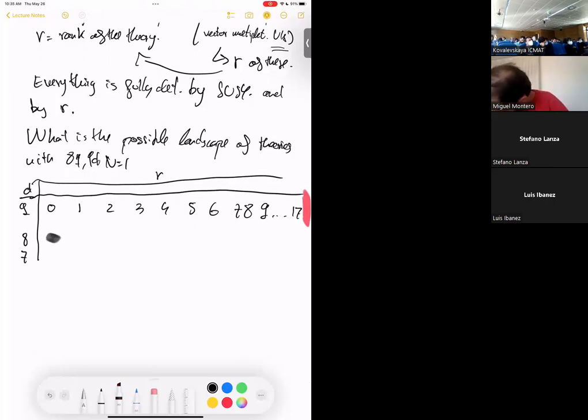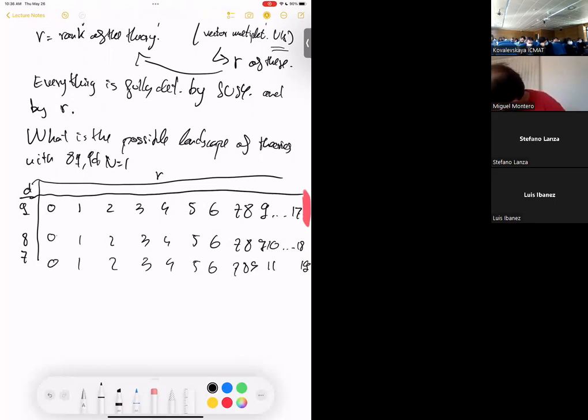And the same thing goes in 8 dimensions, right? So I can also draw 0, 1, 2, 3, 4, 5, 6, 7, 8, 9, 10, 18, and in 7 dimensions until 17. So 7, 19, 11, and then 0, 1, 2, 3, 4, 5, 6, 7, 8, 9, 10, 11.